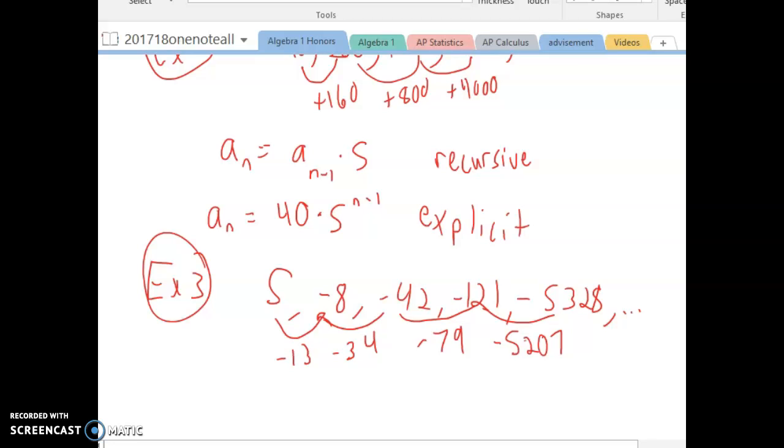Okay, so what is the pattern? Well, do we add or subtract the same amount? So it is not arithmetic. Now, let's see if it's geometric. If we multiply by the same number every time, do we move from -13 to -34 to -79 to -5,207? No. So we would say this is neither arithmetic nor geometric.